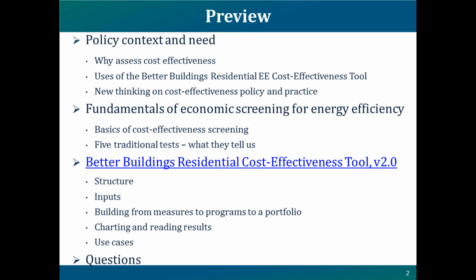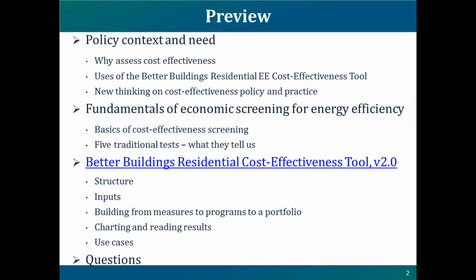Thank you, Dale. So here's just a quick look at where we're headed with the presentation today. First, I'm going to talk briefly about the policy context and the need for the tool, and provide a little more detail on what Dale just covered. In general, we're going to talk about why there's a need to assess cost effectiveness. And we're going to talk about some plausible uses of this tool. And we're also going to get into what Dale mentioned a moment ago, that there's some new thinking about cost effectiveness policy and practice, and maybe something about how this tool relates to that.